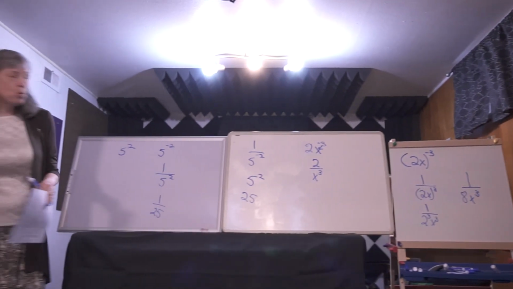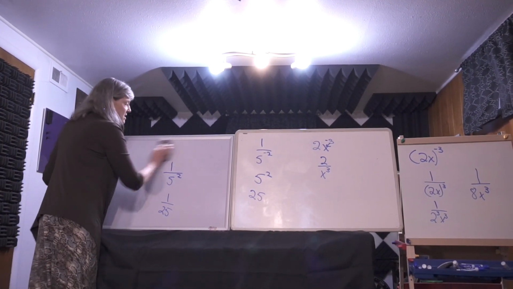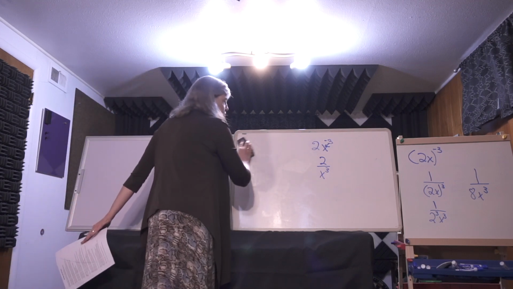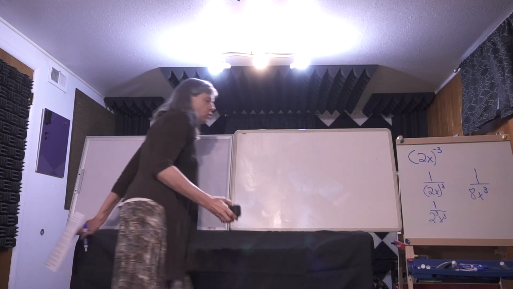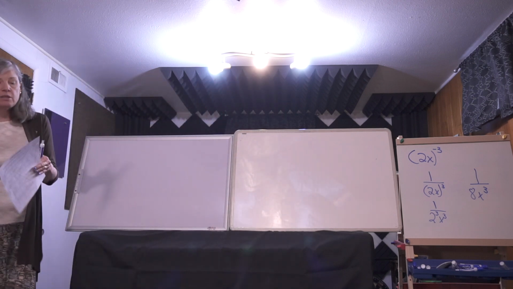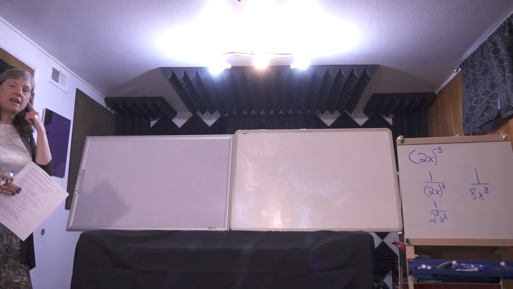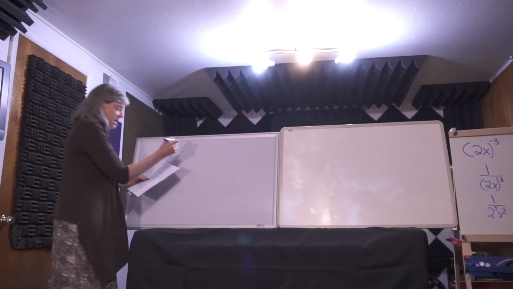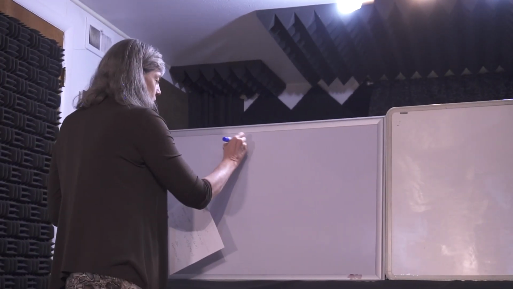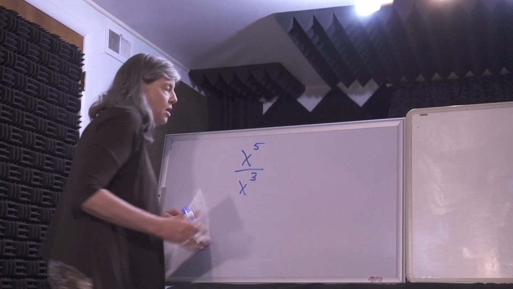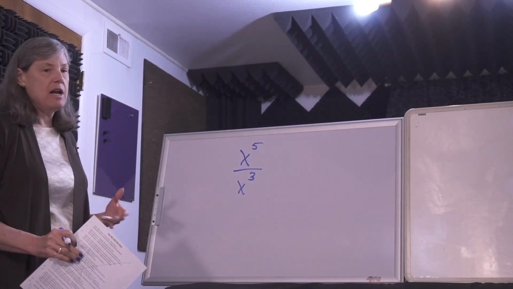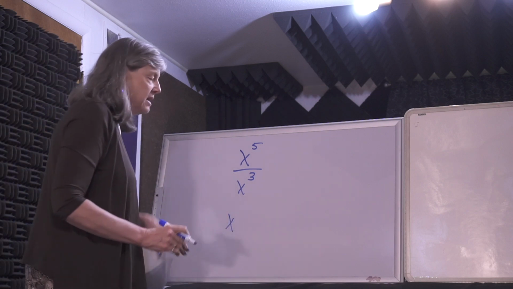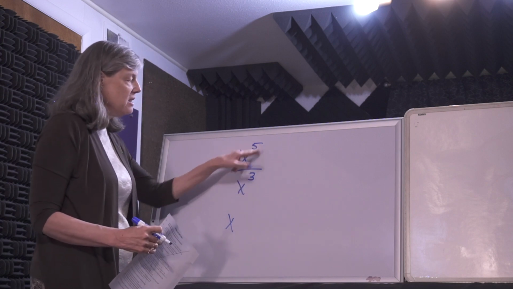All right, let's talk about the quotient rule. Quotient is the name of the answer when we divide. So just like when we were doing the product rule, if two things were being multiplied, if the bases were the same, we kept the base and added the exponents. Well, in the quotient rule, we're going to subtract our exponents, okay?